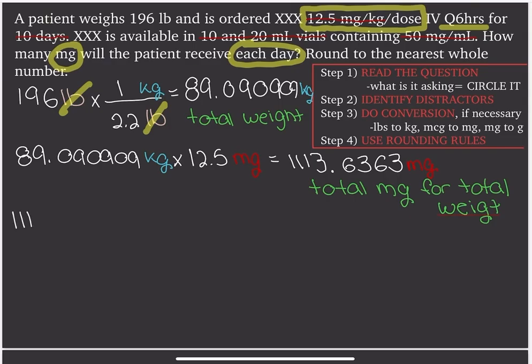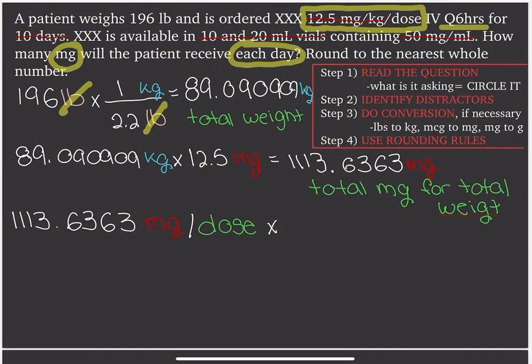So we know that there is 1,113.6363 milligrams per dose that they will receive, because that is the only unit left in our hub. We're going to multiply that by the amount of doses that they're receiving every day.